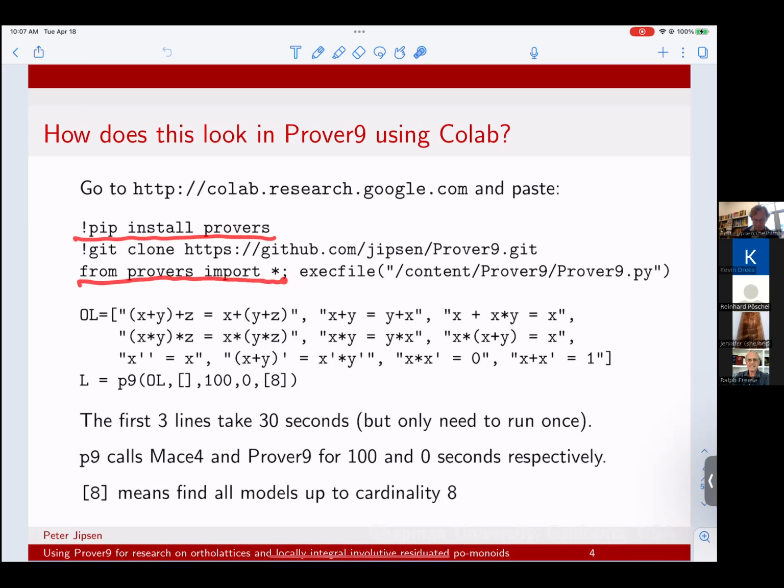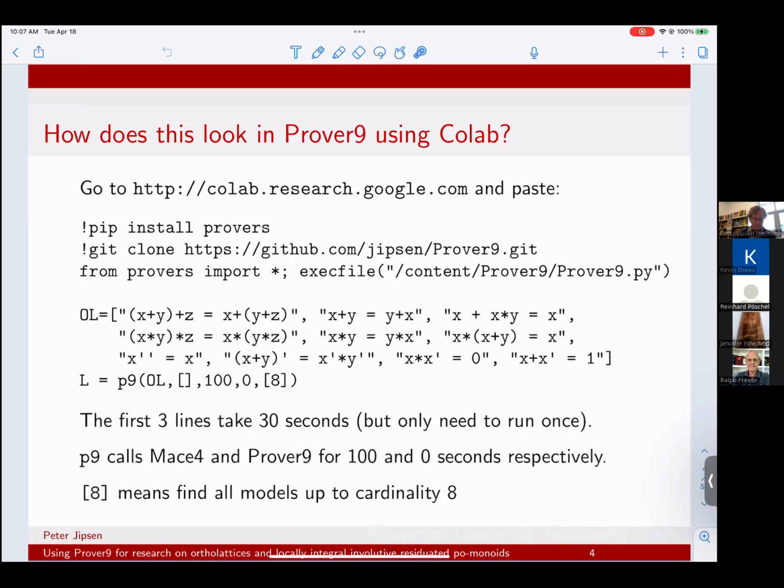But I added a few more things to make stuff a little more straightforward. And then these other lines go to a particular GitHub repository, and they download and execute a file that has some added commands in it. So this is Prover9 embedded inside a Python interface, which is easy to use because you don't have to know how to deal with the command line.